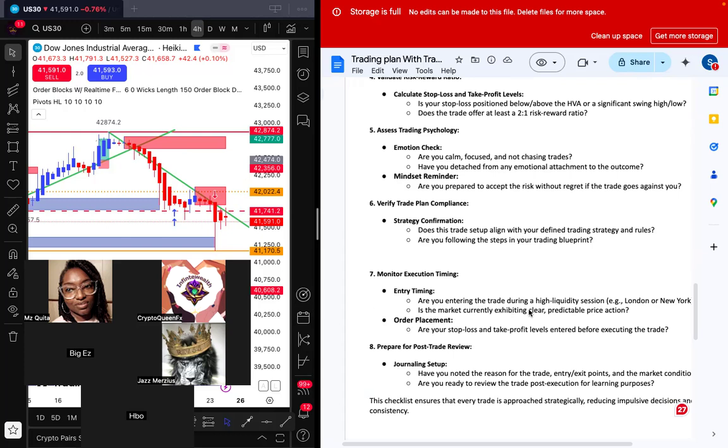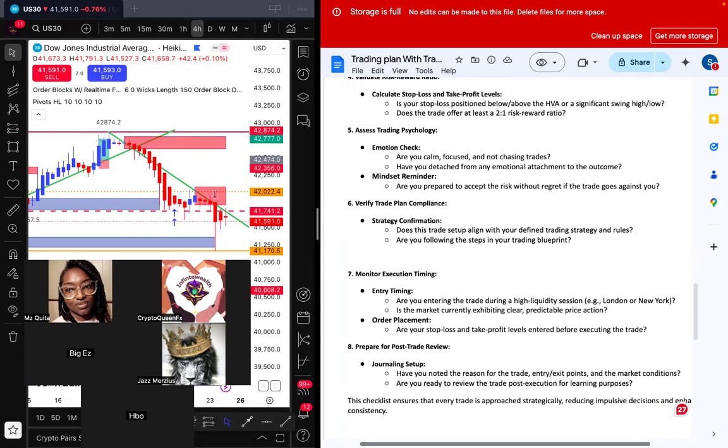Are you entering during a high liquidity session? The highest liquidity sessions are London and New York. So if you're entering outside of those time frames, then you're entering in consolidation or pullback times.